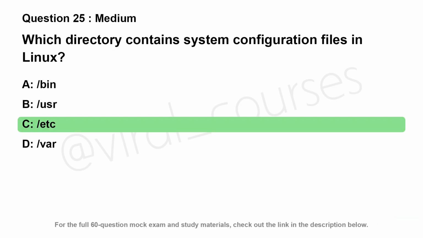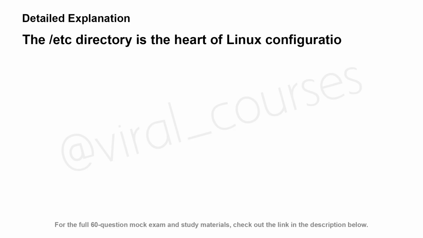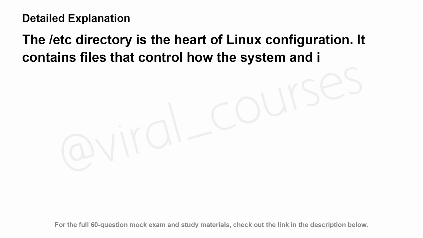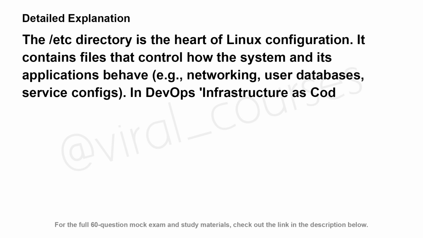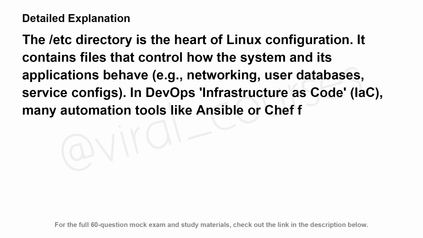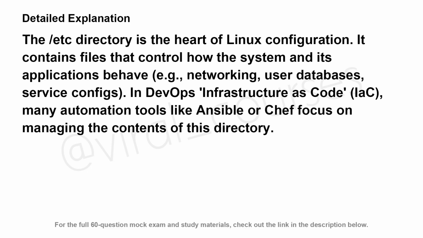The correct answer is C. The /etc directory is the heart of Linux configuration. It contains files that control how the system and its applications behave, e.g., networking, user databases, service configs. In DevOps, infrastructure as code (IaC) and many automation tools like Ansible or Chef focus on managing the contents of this directory.